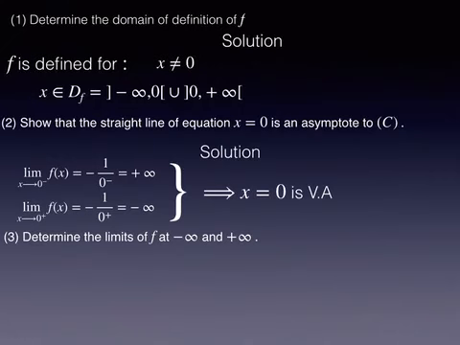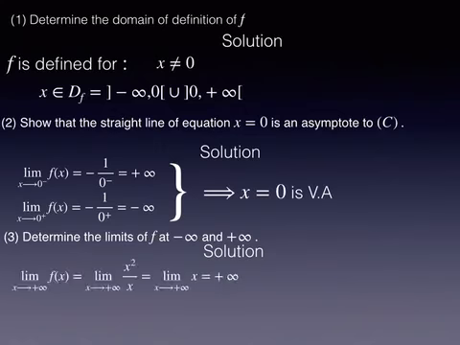Question 3 is to determine the limit of the function f at minus and plus infinity. So first of all, to find the limit at plus infinity of f(x), that is to find the limit of the highest power in the numerator expression and the highest power in the denominator expression. So this is equivalent to find the limit at plus infinity of f of x.